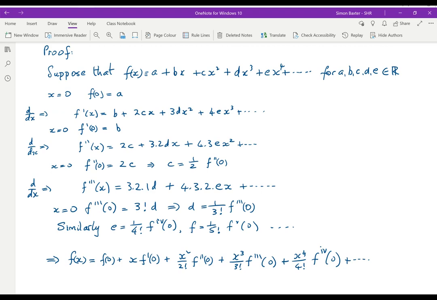So that is Maclaurin's expansion, or Maclaurin's series. The convergence or otherwise, as I mentioned earlier, depends on the choice of the function f.